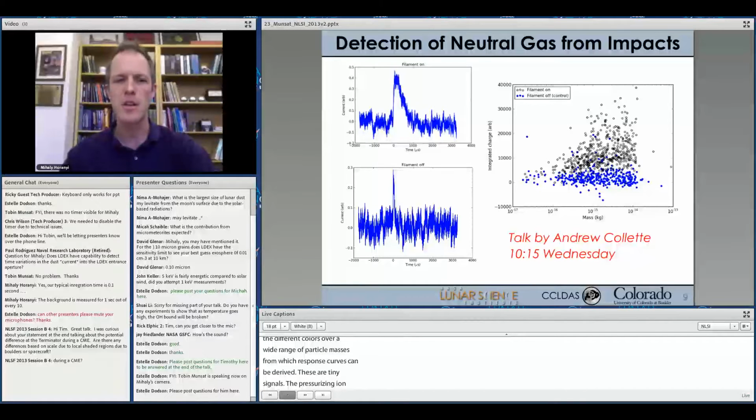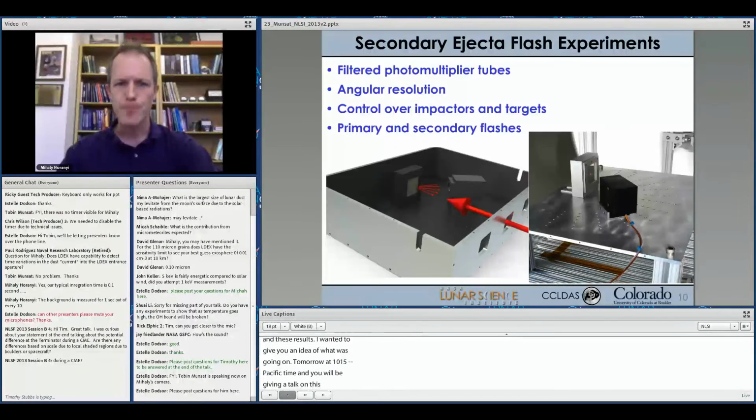And there's actually a lot of complexity to these experiments and these results, and I just wanted to give you an idea of what was going on. But tomorrow at 10:15 Pacific time, Andrew will be giving a talk on these experiments and these results.